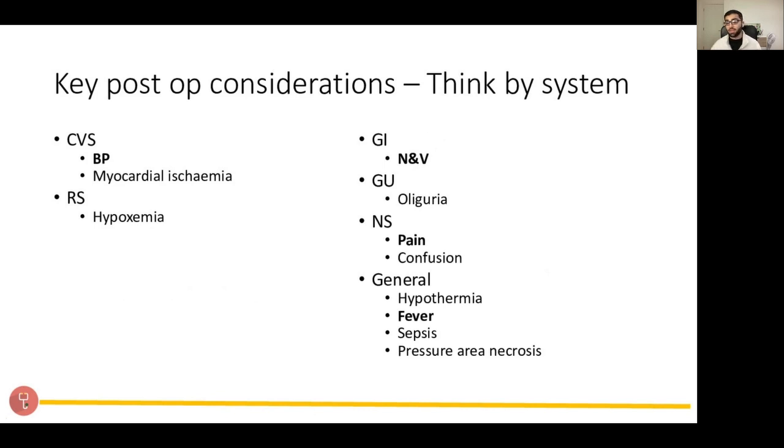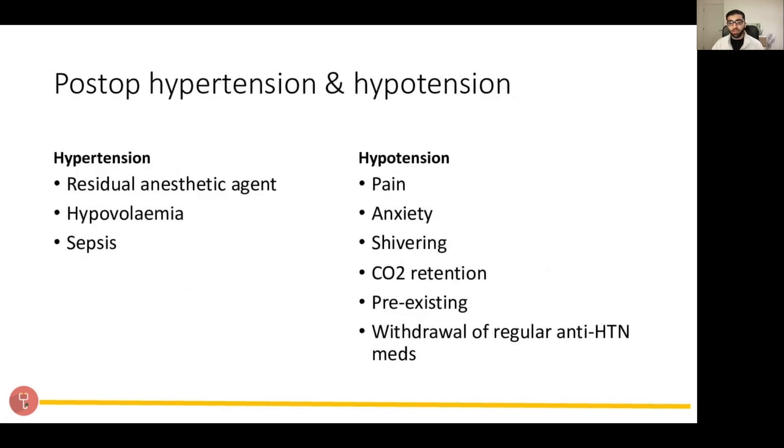And just generally, there are some other key things that you should consider after surgery, such as hypothermia, fever, which we'll dive into a bit more, and sepsis, as well as pressure area necrosis, given the fact that patients are often in awkward, uncomfortable situations for extended periods of time. Pressure area necrosis is often something that you find more on the wards, however, for patients who are immobile and unable to move for much longer periods of time than just a surgery normally takes. So taking a deeper dive into hypertension and hypotension.